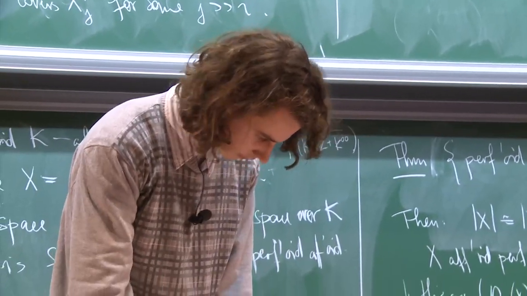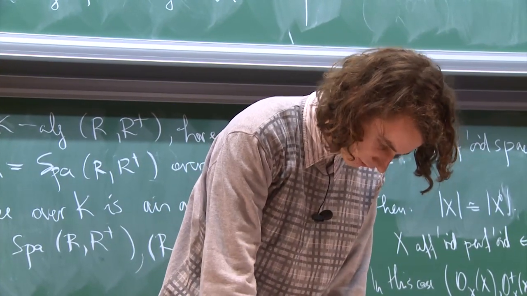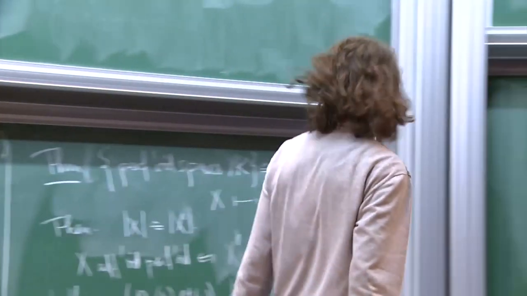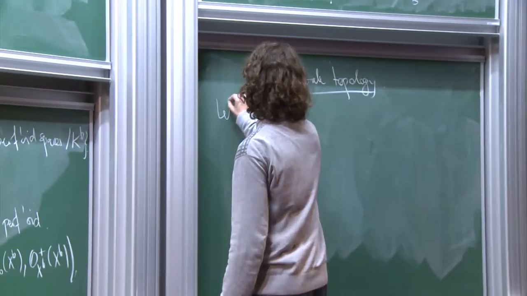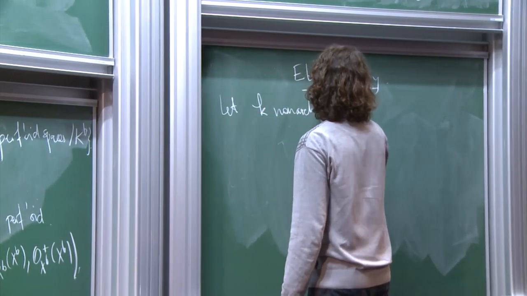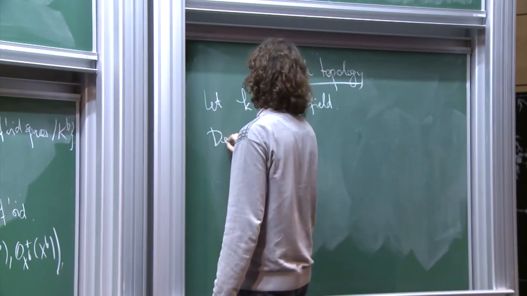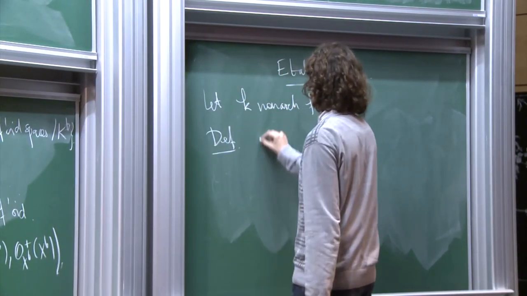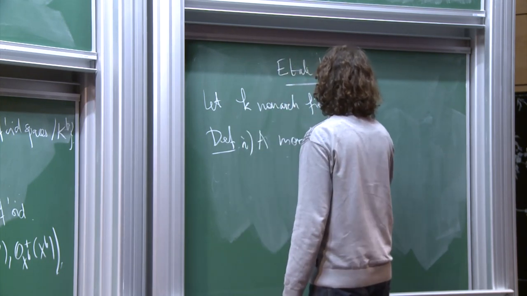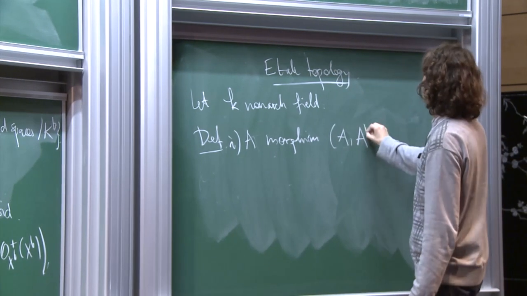And okay, let me give the definition of what an étale and finite étale morphism is, and then have the break. So in fact, the first definition works in some generality, so let K be a non-Archimedean field. And we say that, first, we define what we mean by a finite étale morphism.